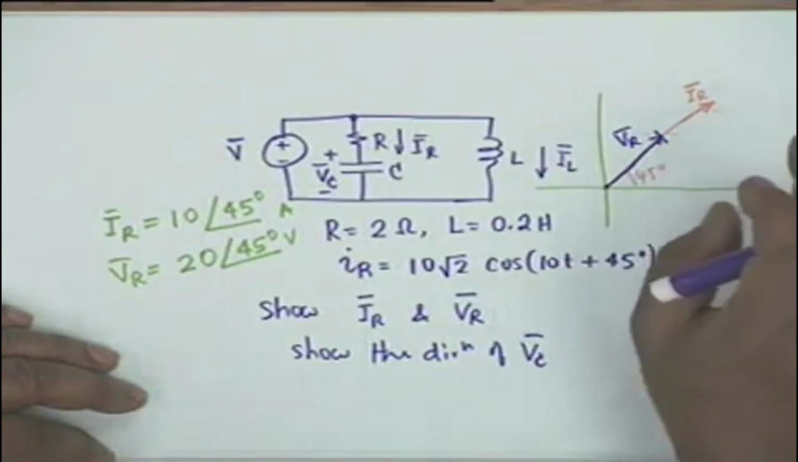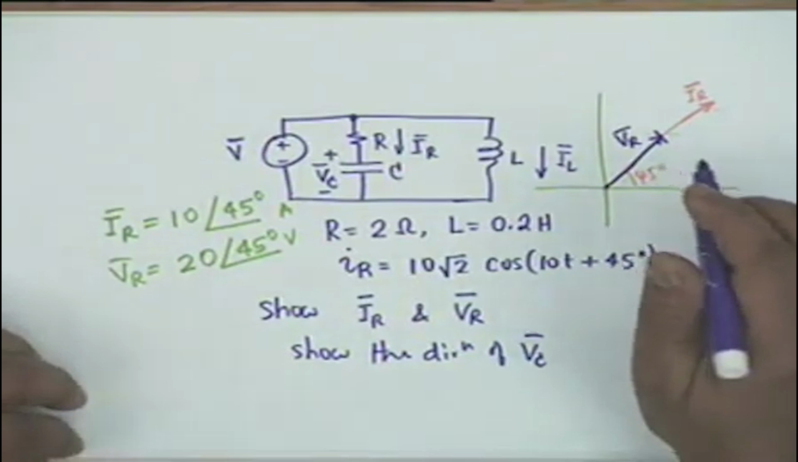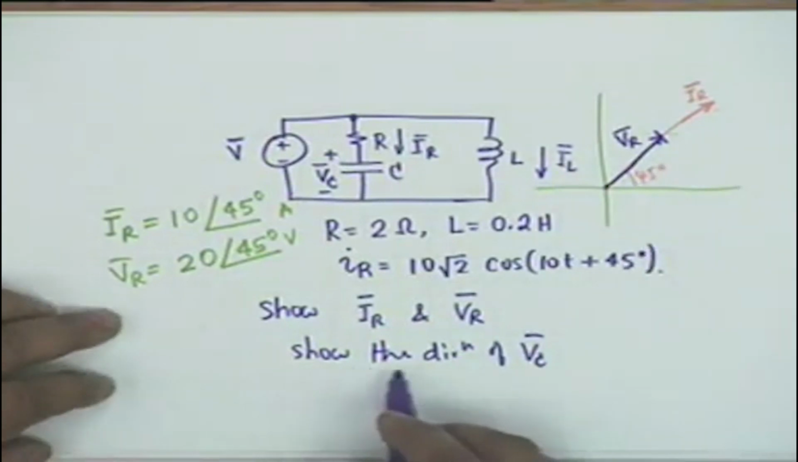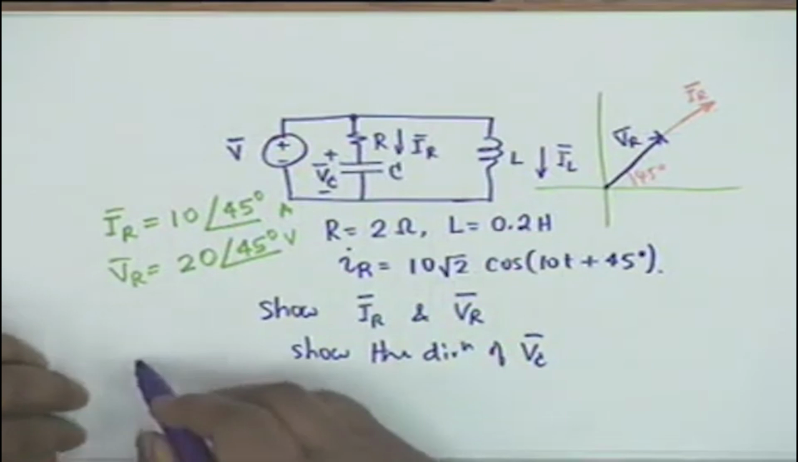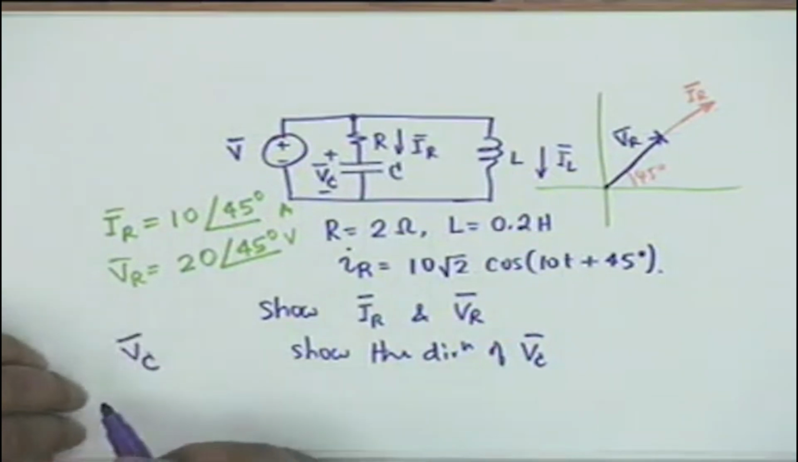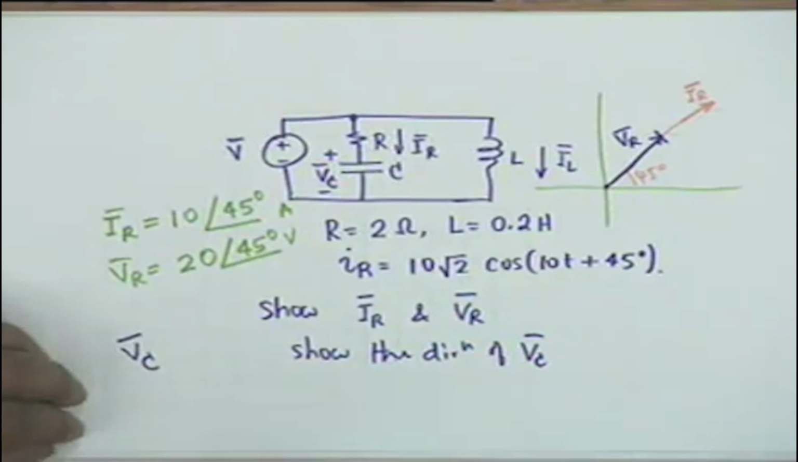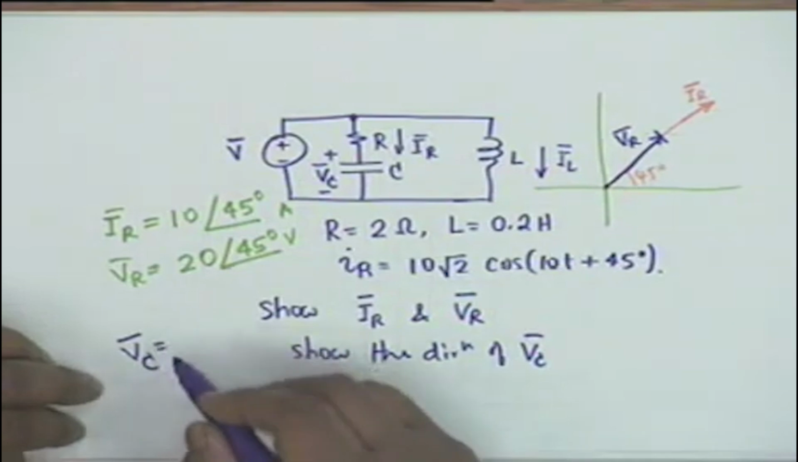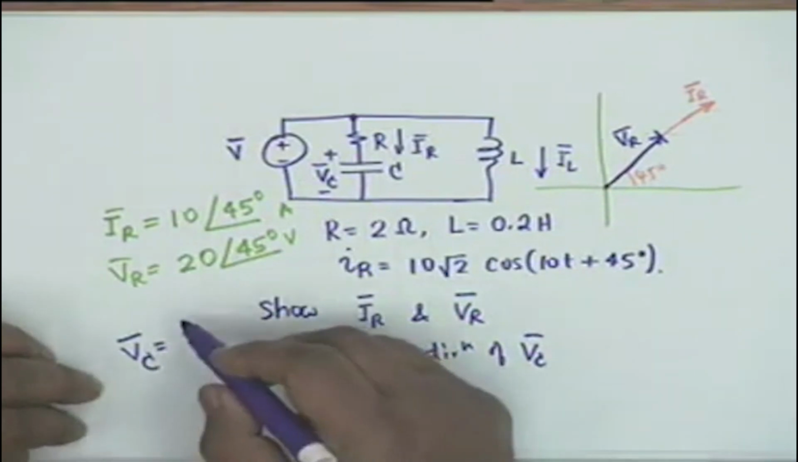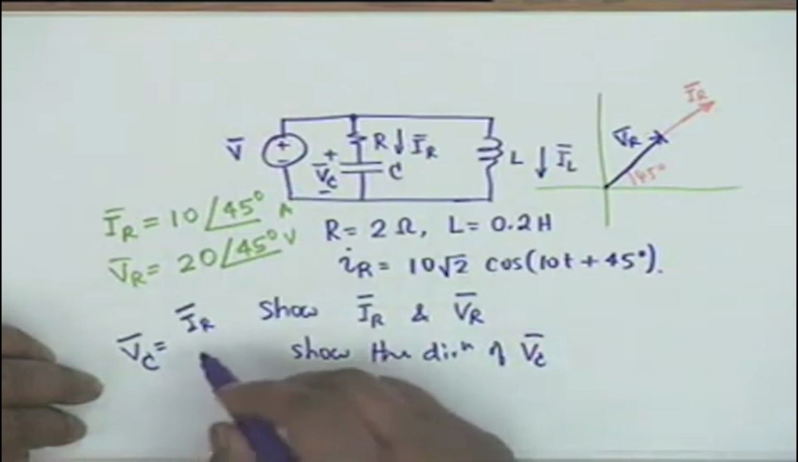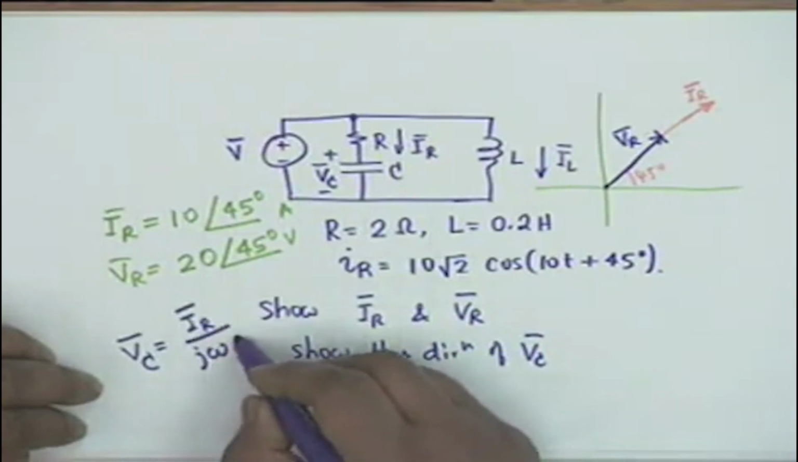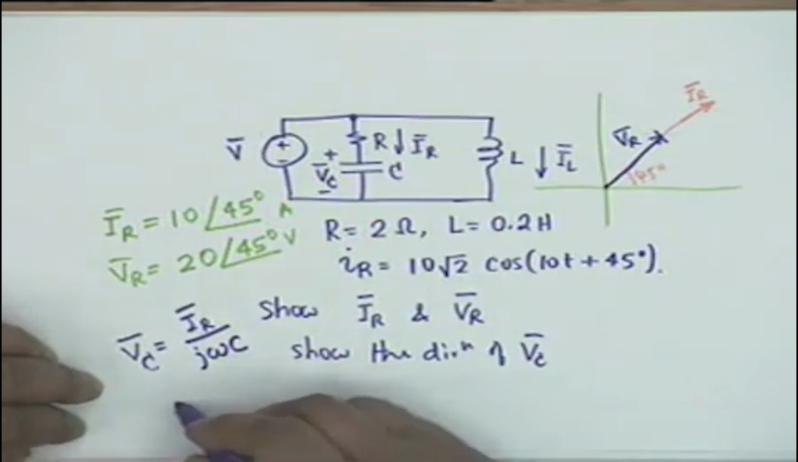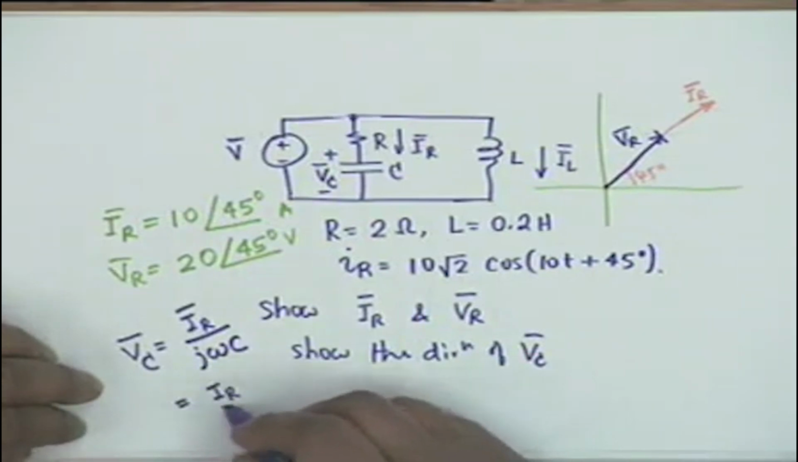The next question is, show the direction of VC. Now obviously VR will be smaller than IR because there are different scales. We choose to have a smaller scale for VR. Now the voltage phasor across the capacitor, obviously this will be IR divided by j omega C, which means that it is IR by omega C and the angle is minus pi by 2.